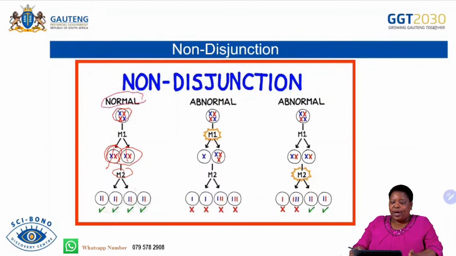Now let's check what happens in abnormal meiosis. In abnormal meiosis, check this one. The original cell has got how many?